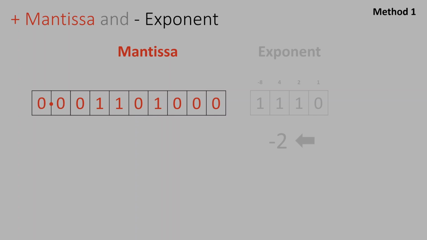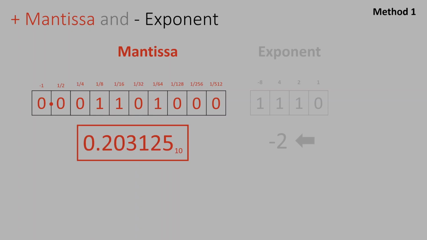Okay, so at this point, we're free to put in our place values. And as before, we just need to add the numbers up. So here we have 0.203125.